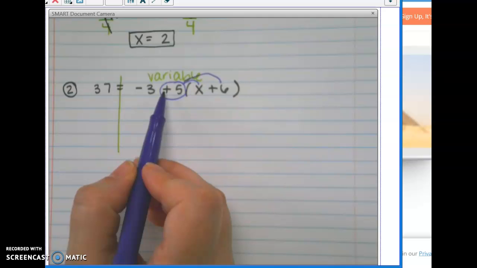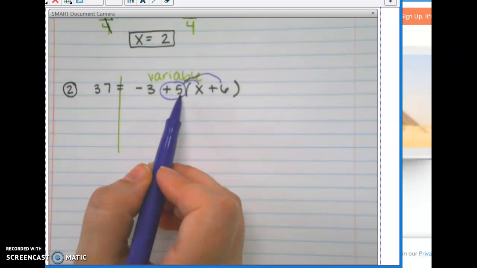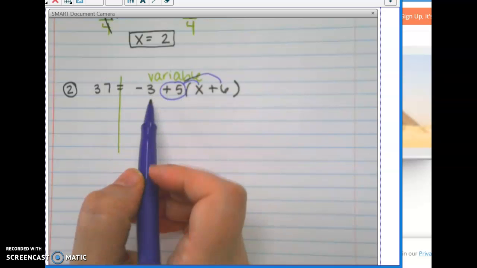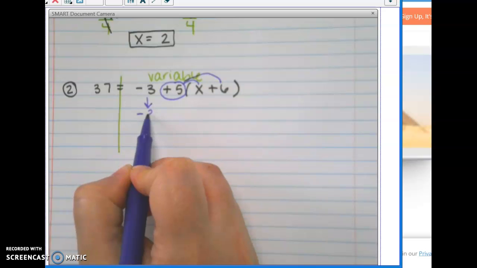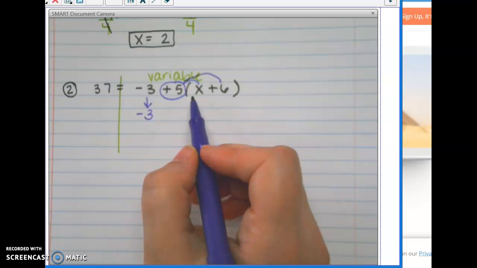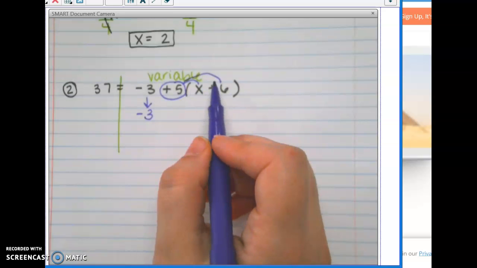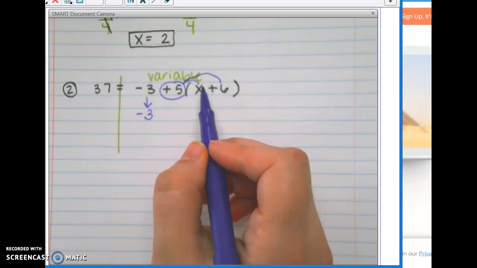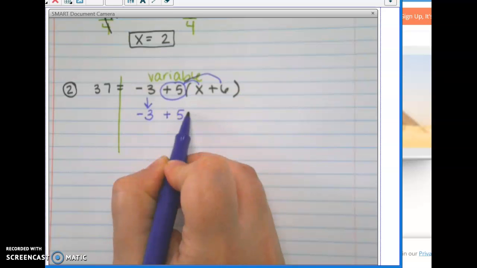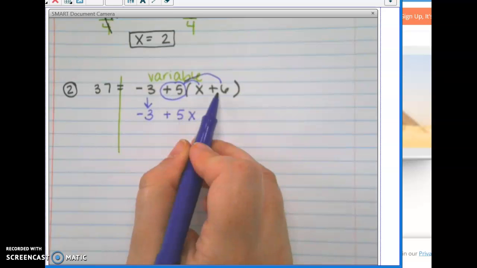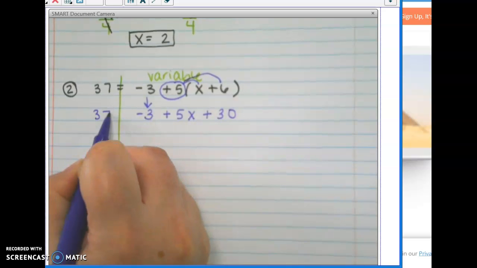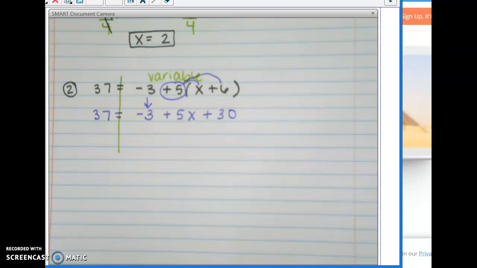You notice how I circled the plus that's with it. This is going to help me remember that when I'm multiplying by positive 5. So this negative 3, he's just hanging out. I don't have to multiply because that's not inside the parentheses. And if you remember, please excuse my dear Aunt Sally, I have to multiply before I can do anything else when I'm trying to simplify. So 5 times x is a positive 5x. Positive 5 times positive 6 is 30. And I didn't do anything on my constant side.